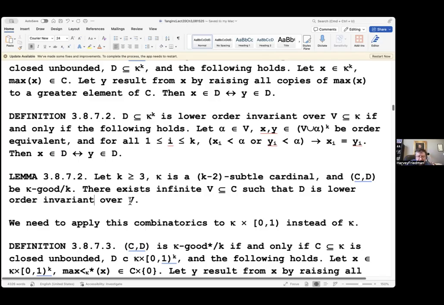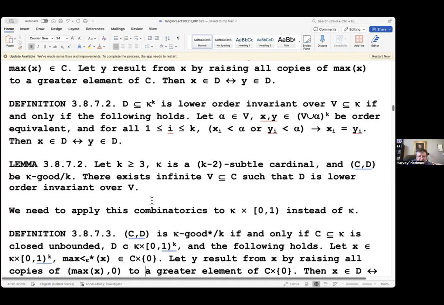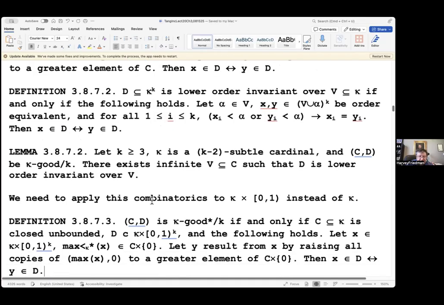You see, you want to make sure that you use no more than K minus 2 subtle. But you need C, D to be kappa good. If I didn't have this hypothesis, the proof would be much simpler to write down, but also the result would need that it was K minus 1 subtle. You see, I would need that it was K minus 1 subtle if I didn't have that hypothesis. All right.